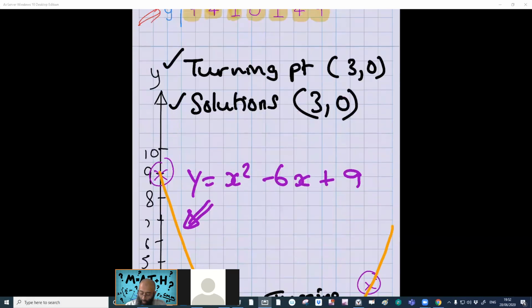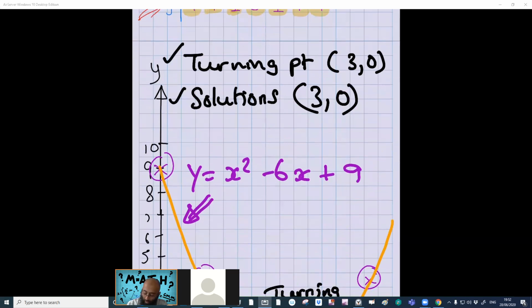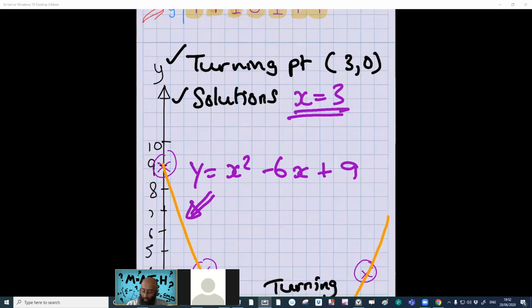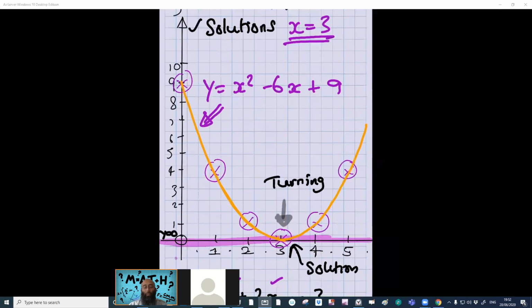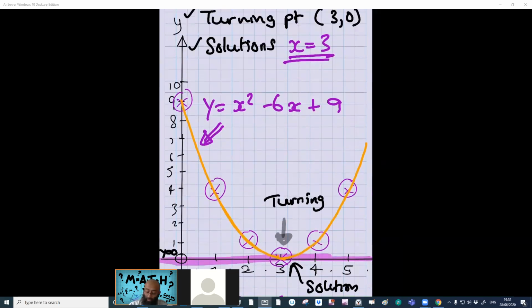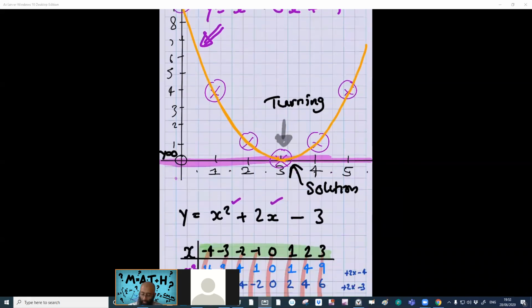Yeah, we said the turning point was (3, 0). The solution here, I think we should rewrite that, rather than as a coordinate, the solution is x equals 3, because the normal solution is just an x value. That's got one x value, so I think this is the better way of writing it. The turning point has a coordinate, but the solution is normally written just as an x value on its own. If you wrote down (3, 0), that wouldn't necessarily be mathematically incorrect, but we tend to write it without the 0 on it. Okay.